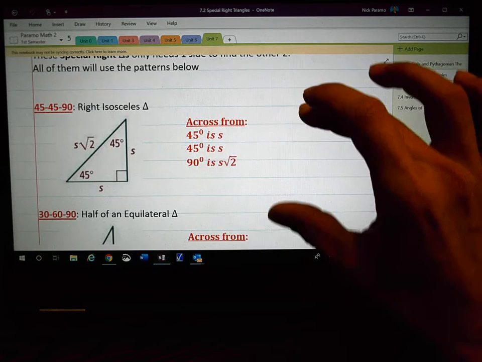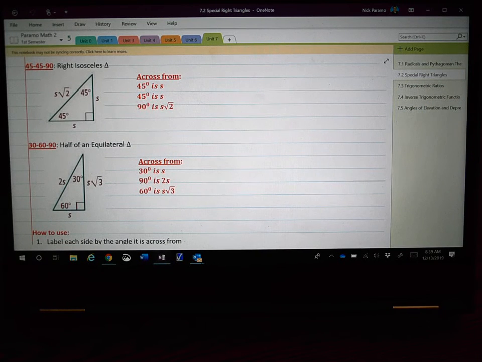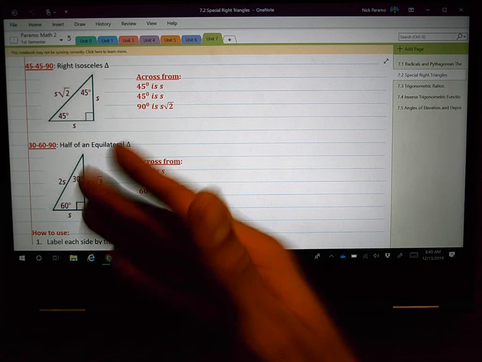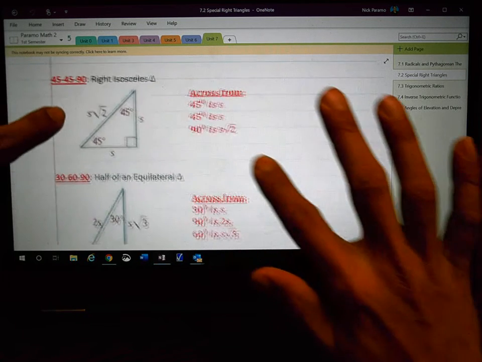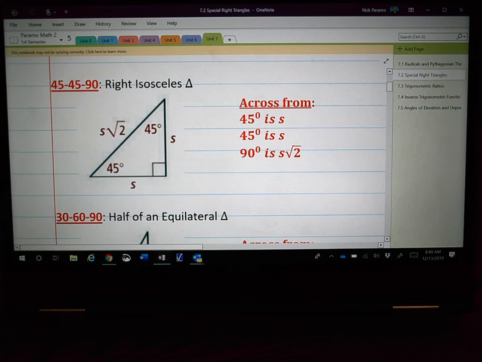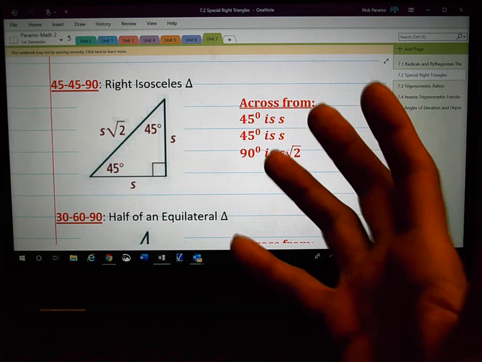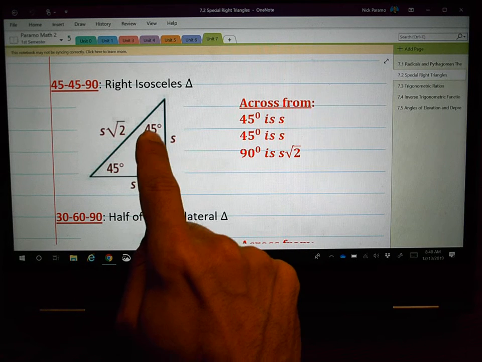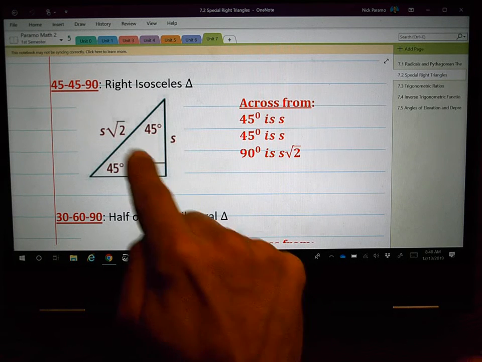Special right triangles sort of evolved a little bit as we were doing the problems. This will be given to you as you take your final. It is on the formula sheet. But what you needed to know is what is across from every single angle. The way we solved these, there was very little work. It was just understanding the pattern. Across from the 45 was S, across from the other 45 is S, and across from the 90 is S root 2.